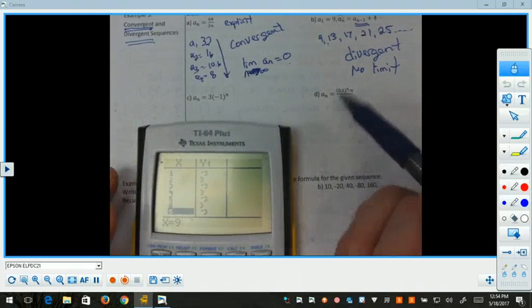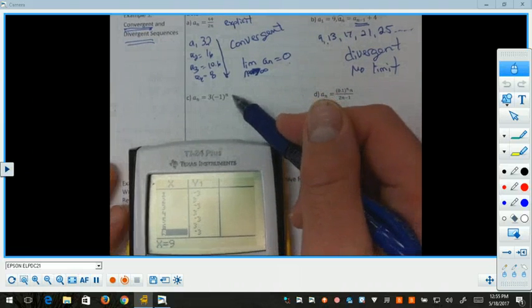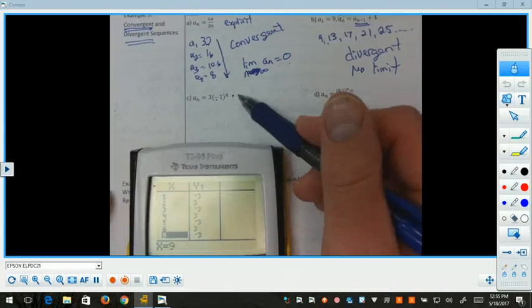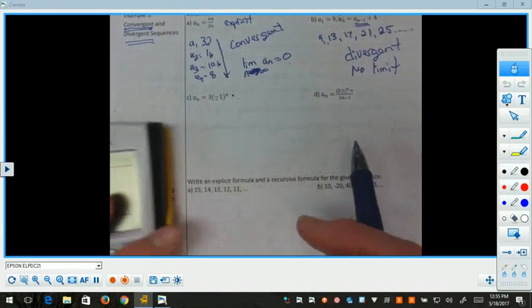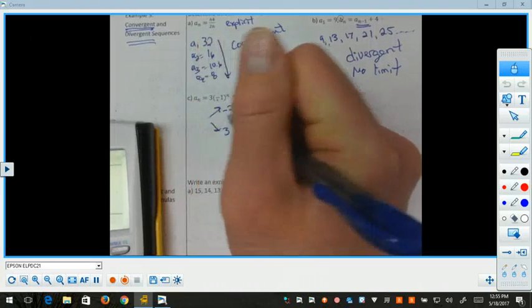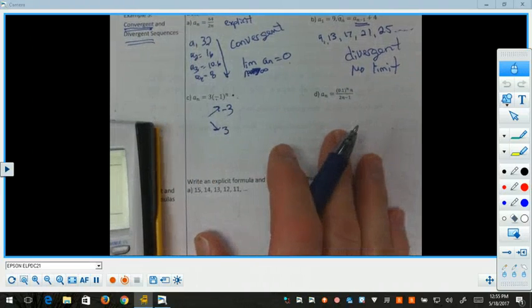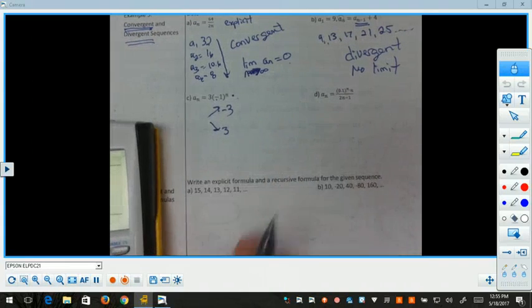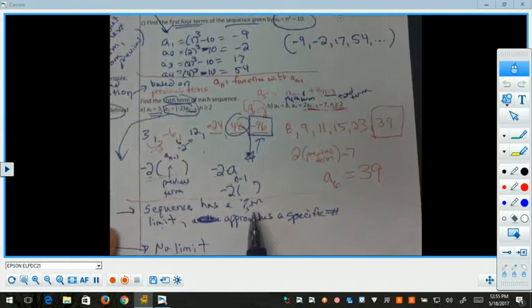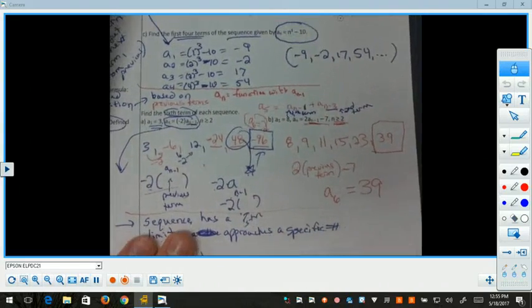Well, that makes sense because when I have an odd power, the number's going to be negative. When I have an even power, it's going to be positive. So it makes sense it's fluctuating between 2 different outputs. So you're going, okay, it's not increasing infinitely, it's not decreasing infinitely, but let's go back to what it means to be convergent. To approach a specific number.